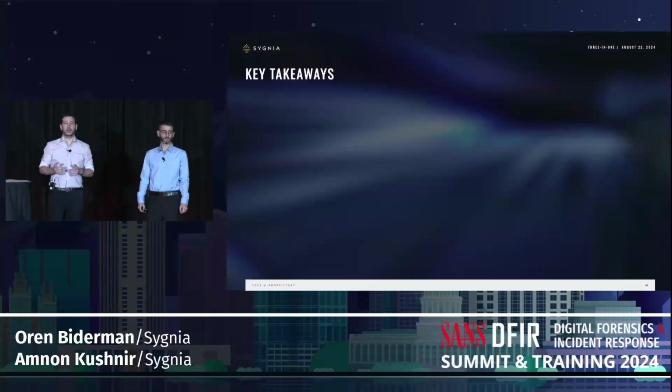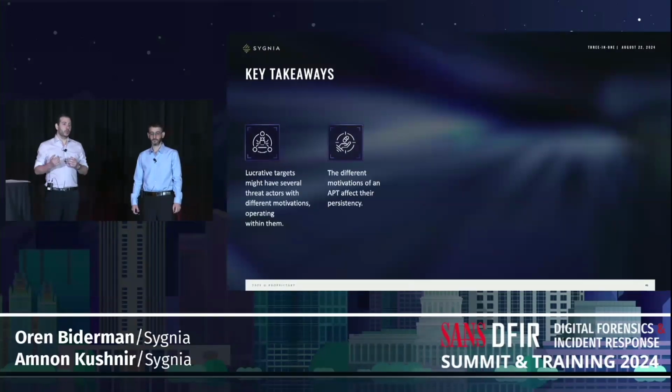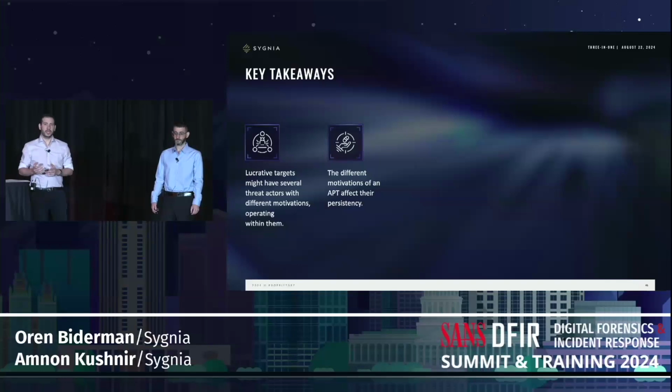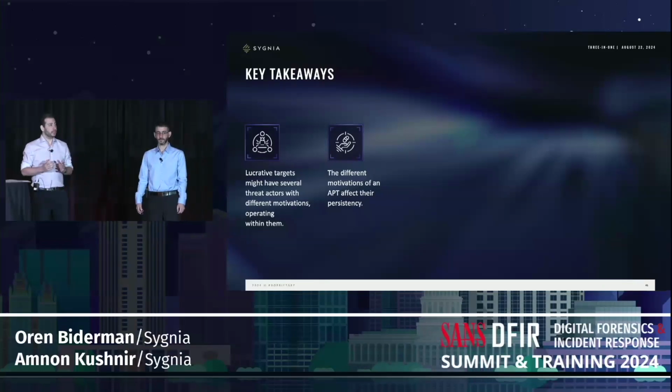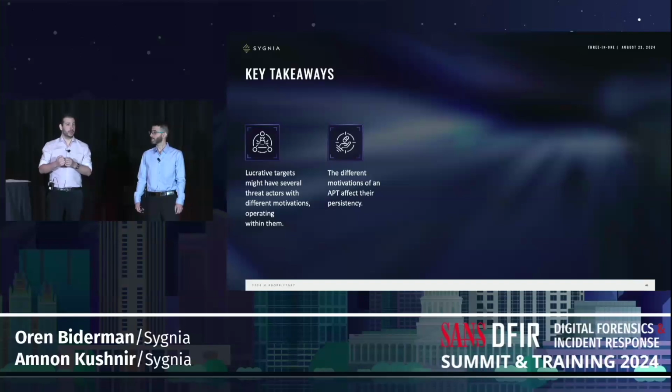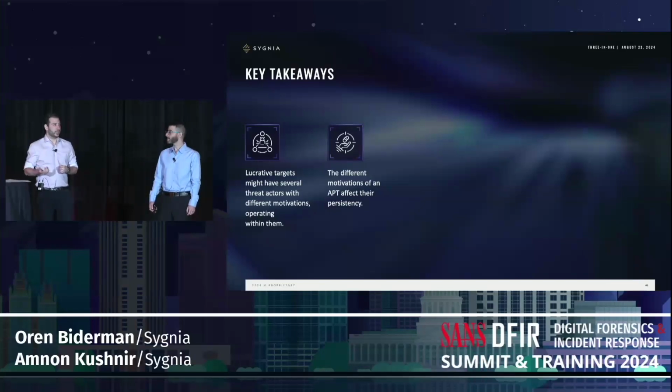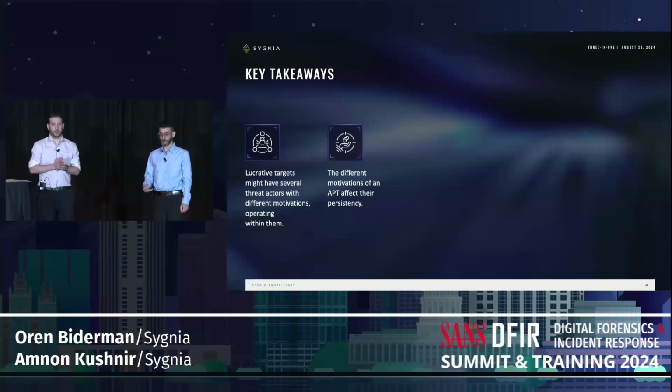So let's move on to our key takeaways from this session. First, lucrative targets and large organizations might have several threat actors operating in parallel within the same environment, right? Different APTs working in the same environment might have different motivations, and the motivation affects their persistency. For example, with extortion attacks, there is some cost-effectiveness they need to calculate, and if their attack is no longer beneficial, then they might stop it. In comparison, attacks conducted by espionage-motivated threat actors will probably be more persistent because the need for data will probably always be there.